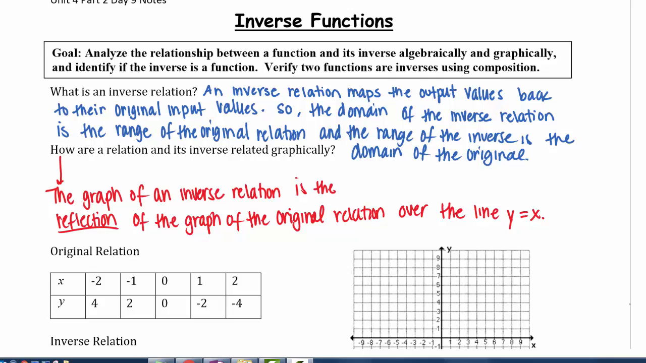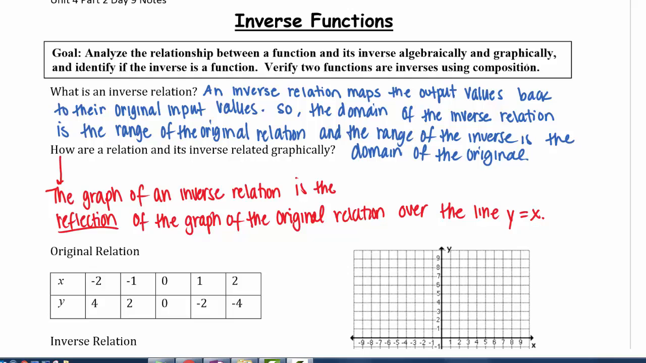Hey everybody, today we're going to talk about inverse functions. So our goal is to analyze the relationship between a function and its inverse, algebraically and graphically, and identify the inverse if the inverse is a function. Also, verify two functions are inverses using composition.